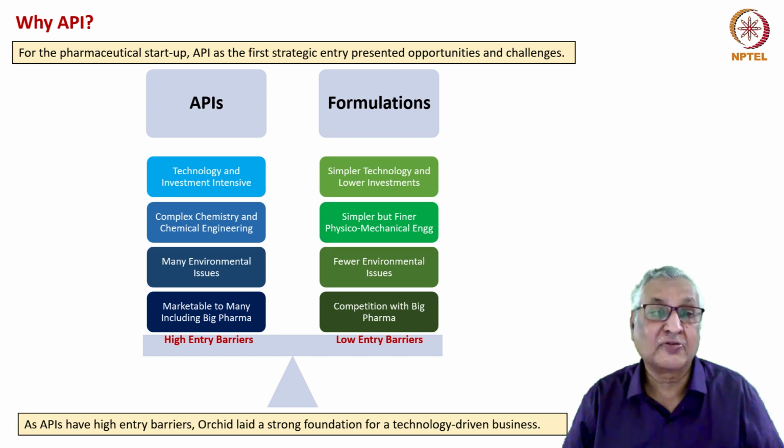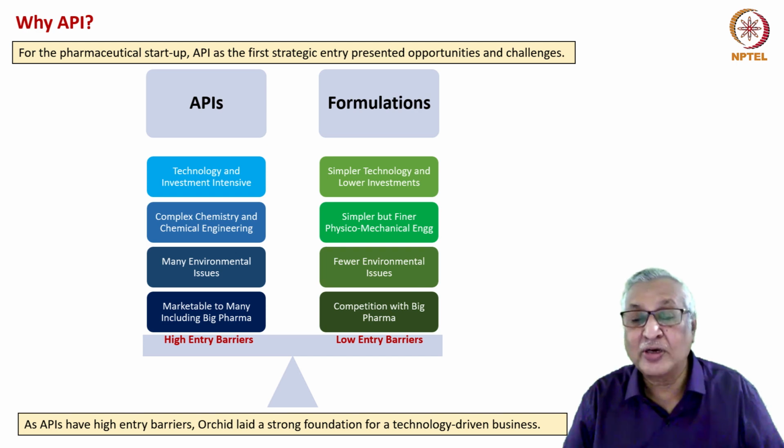There are reasons for a company to choose APIs. Similarly, there are reasons why a company could choose formulations at the start of the journey. APIs are technology and investment intensive. They have complex chemistry and chemical engineering. They give rise to several environmental issues. And on the positive side, those products are marketable to many companies, including Big Pharma. The features of API business are that they are technology intensive and they are also investment intensive. Therefore, only those companies which would like to build huge entry barriers would like to go to APIs.